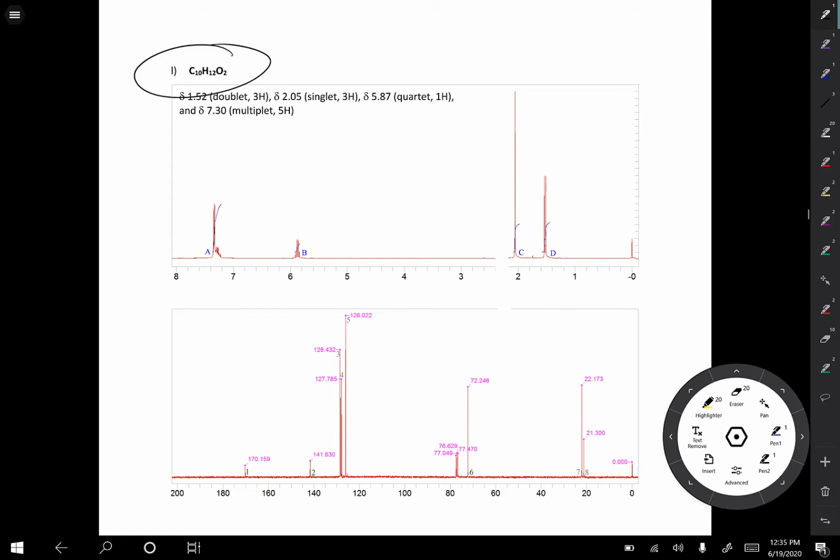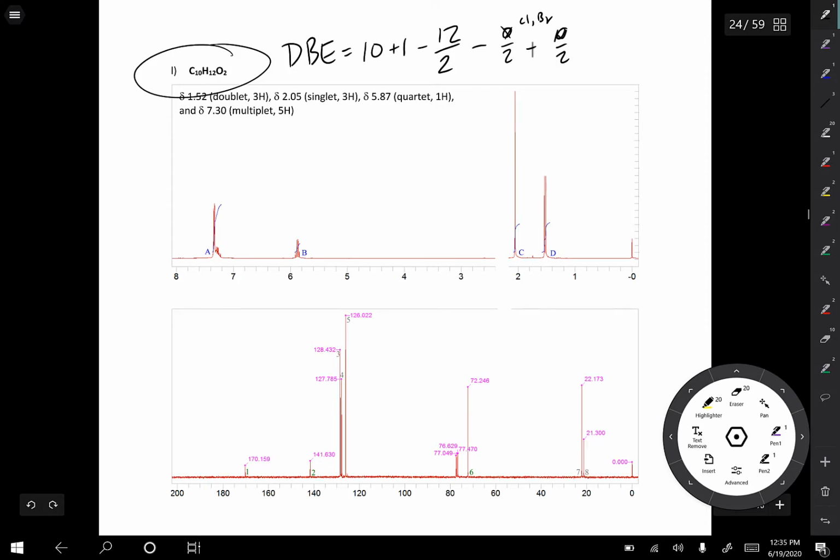So the first step is you're going to look at the molecular formula and calculate the double bond equivalence. Okay, double bond equivalence is the number of carbons, in this case 10, plus 1, minus the number of hydrogens over 2, in this case 12 over 2, minus the number of any X, which would be halides, bromide, fluoride. In this case we have 0. Plus the number of nitrogens over 2, here we have 0 as well. So now what we have is 11 minus 6. That gives us 5.